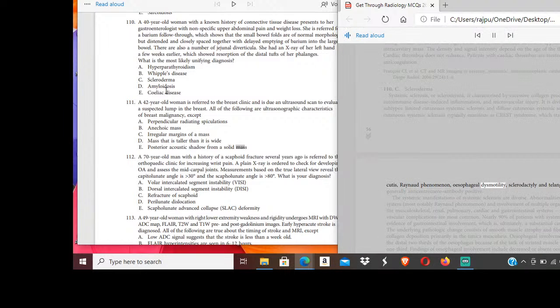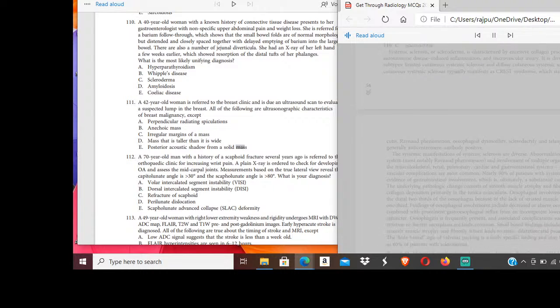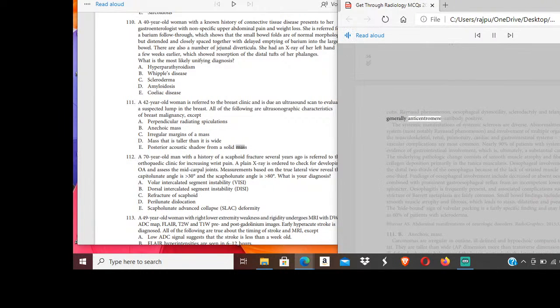Esophageal dysmotility, sclerodactyly and telangiectasia, and is generally anti-centromere antibody positive. The systemic manifestations of systemic sclerosis are diverse. Abnormalities of the circulatory system, most notably Raynaud phenomenon, and involvement of multiple organ systems such as the musculoskeletal, renal, pulmonary, cardiac, and gastrointestinal systems with fibrotic or vascular complications are most common.